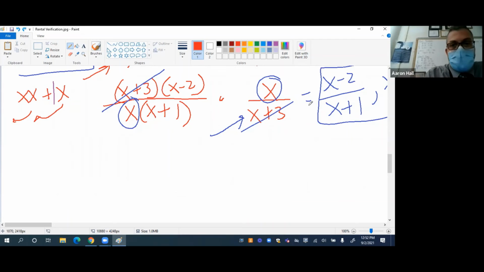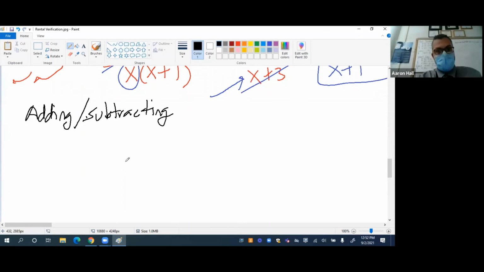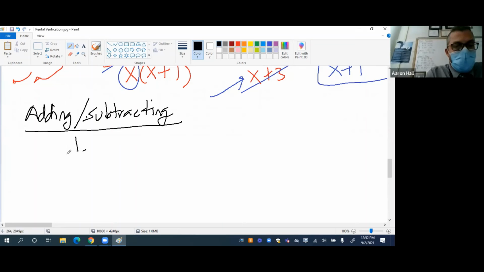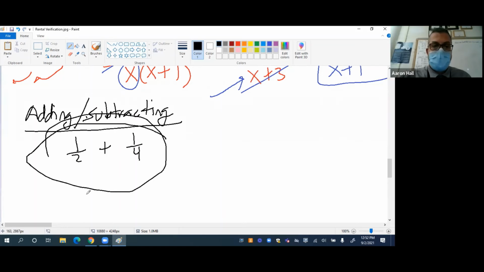Let's do adding and subtracting. This is the most difficult part. Let me use black. Adding, subtracting. I have 1/2 plus 1/4. So remember, everything that you learned back in, well, some people said 7th grade and 4th grade. And Brandon, when did you learn fractions?